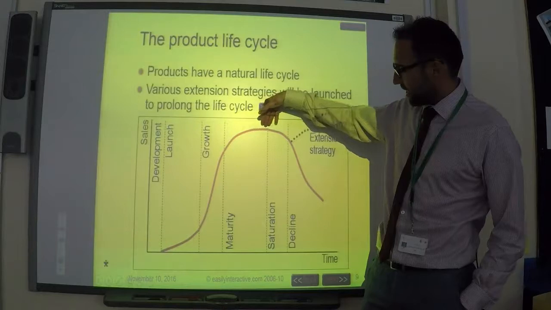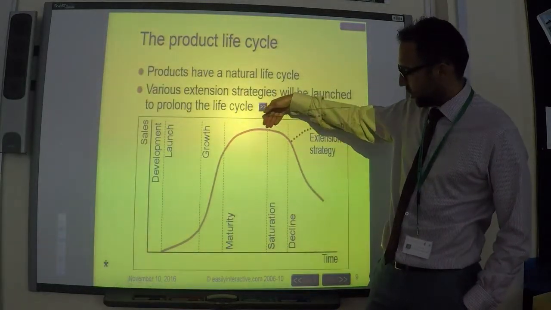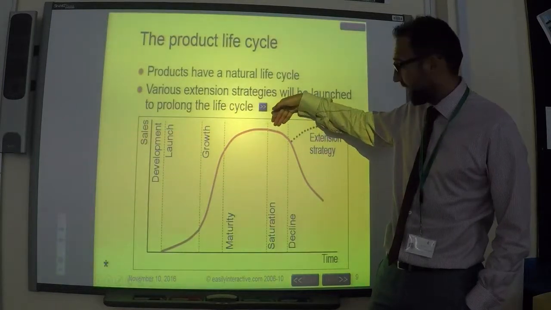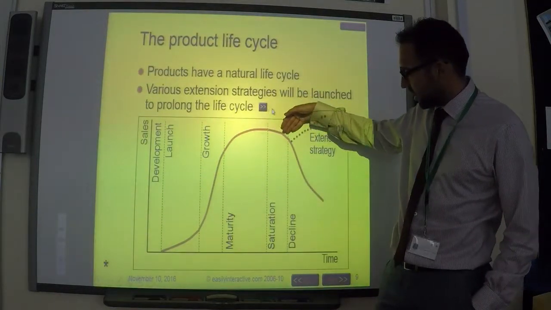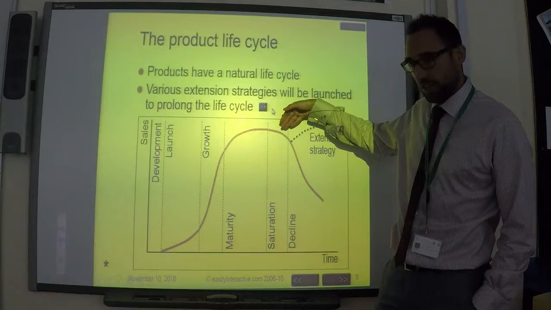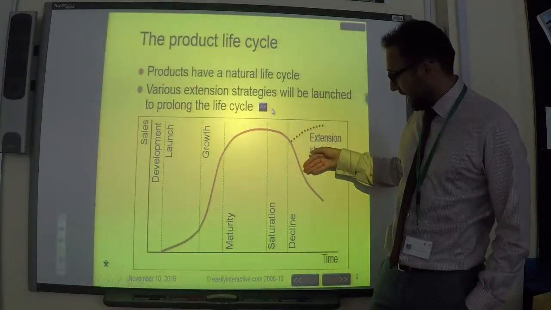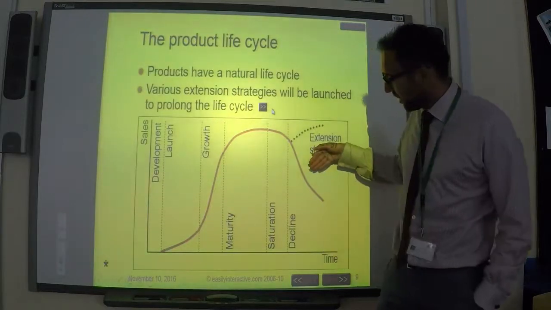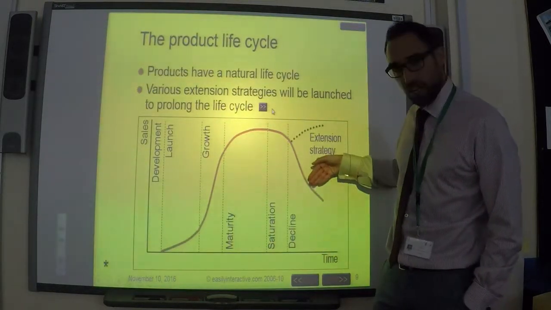The iPhone 6, I would say, is up here, going into saturation. So it's full. We've got the Samsung out there now. There's lots of competitors. The iPhone 6 is saturated. The iPhone 5 would be down here, declining. So that's an old product now. Not so many people are interested in it. So the iPhone 5, the sales are definitely declining.